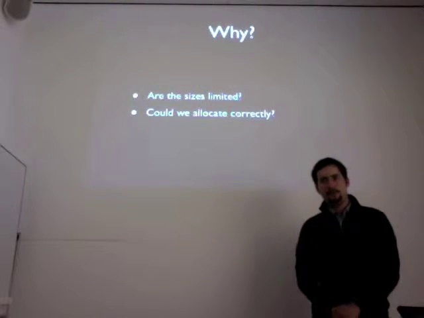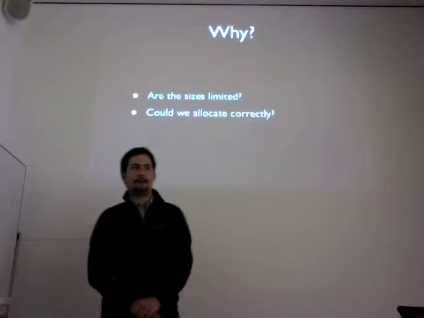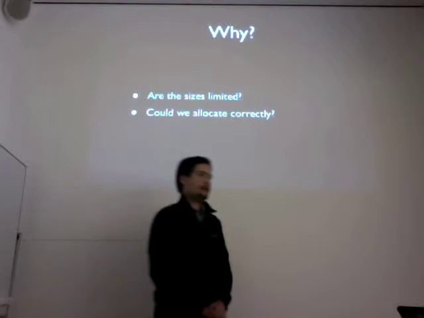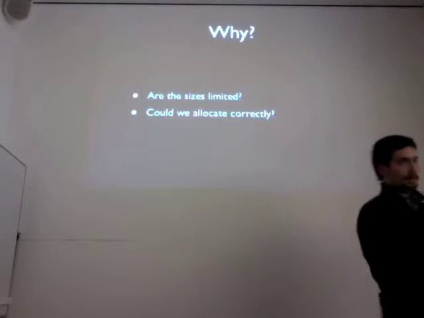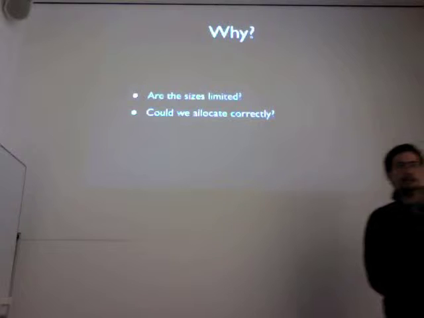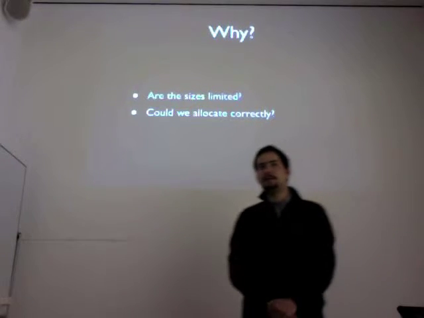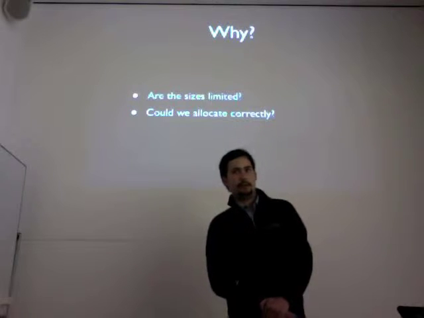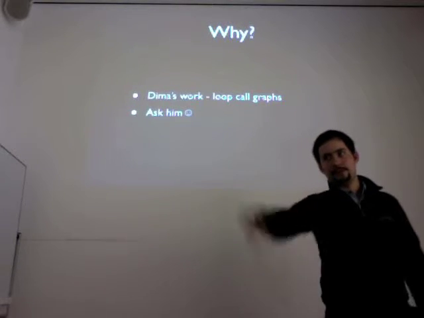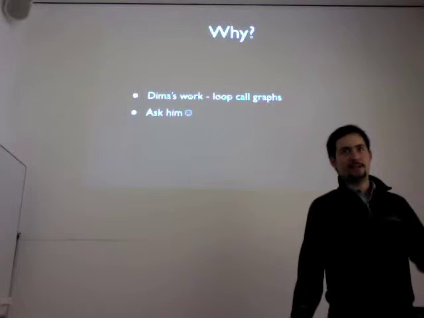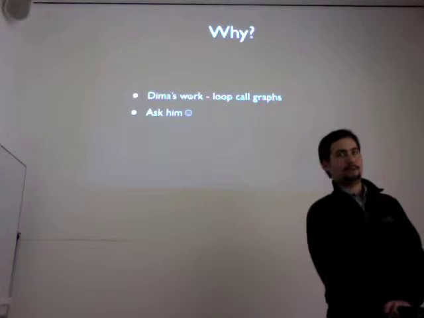Also, if we knew by running an actual code and profiling the sizes that the collection is never bigger than, say, 100 items, but these 100 items are really there, we could perhaps allocate them in the beginning correctly to this size. Some collections really perform better this way. And in the end, if you want, you can try asking Dima, because from what I understood, he could use this in his loop call graphs.